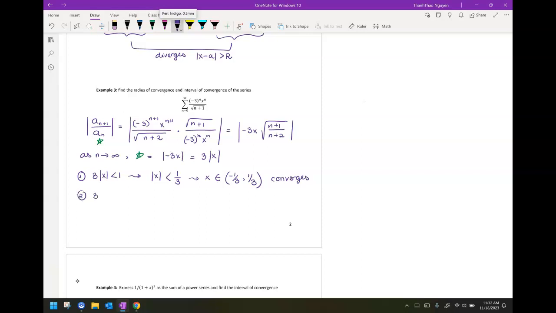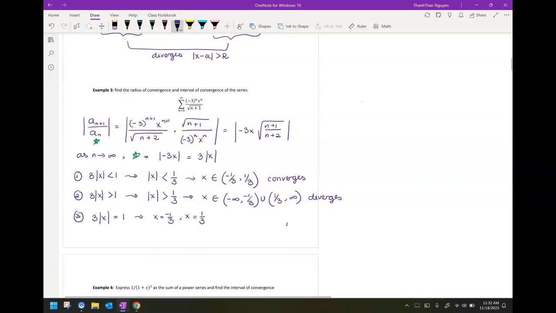Second case, when 3 absolute value of x is greater than 1, this means the absolute value of x is greater than 1/3. So x is in the interval from negative infinity to negative 1/3 union with 1/3 to infinity. This is where the series diverges. The third case is when 3 times absolute value of x is equal to 1. This means when x equals negative 1/3 and when x equals 1/3. So let's consider the series.